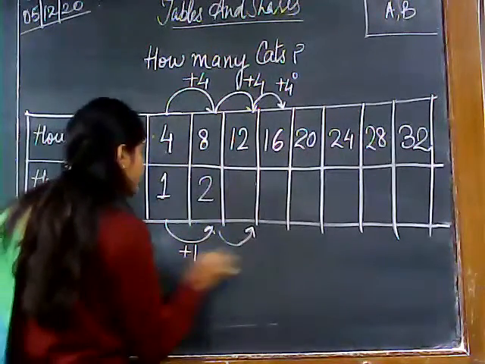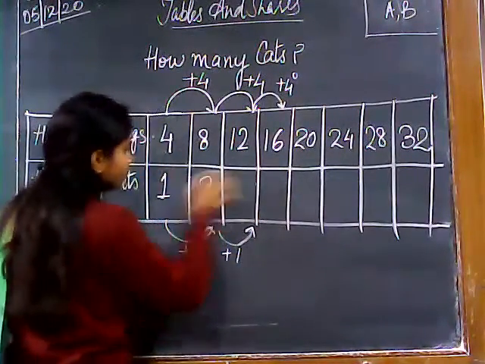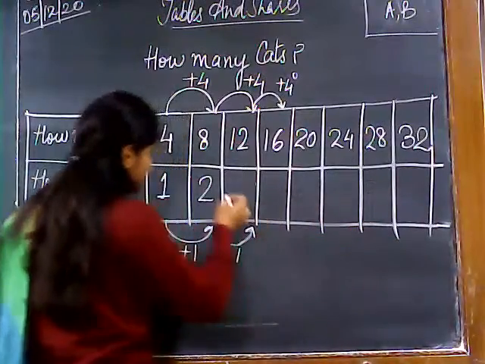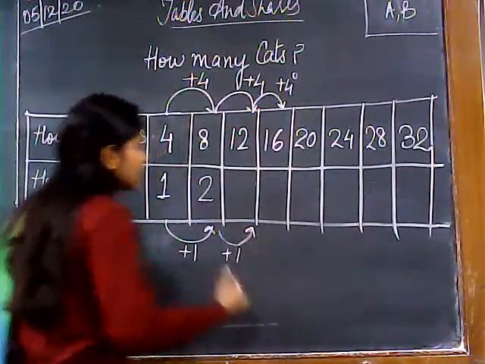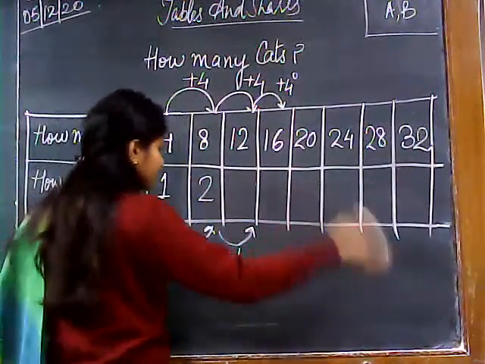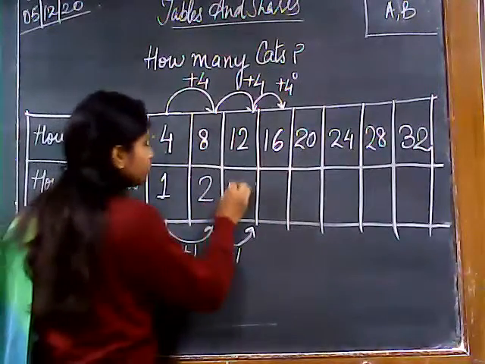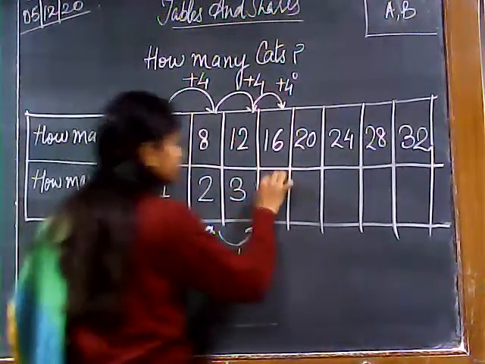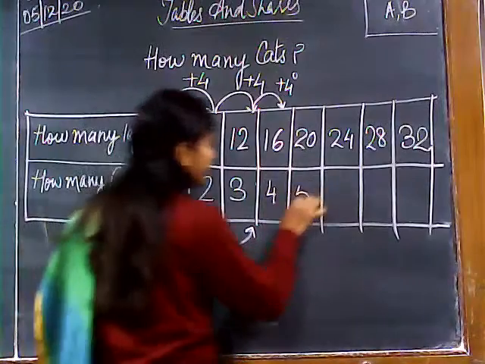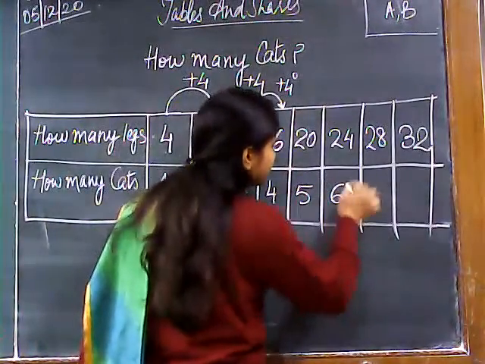Since we are adding 1 every time, we will add 1 in the next block. We will each time add 1 in every block. So 1, 2, 2 plus 1, 3, 3 plus 1, 4, 4 plus 1, 5, 5 plus 1, 6, 6 plus.